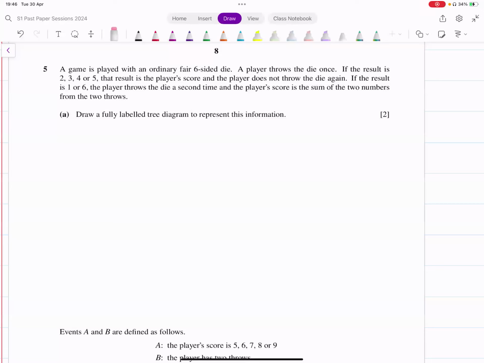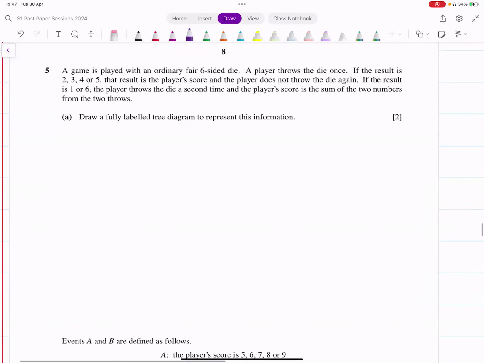Draw a fully labeled tree diagram to represent this information. Okay. Now, how do you do this? So let's try to break it down. It says there's a 6-sided die. How can we find the score of the person?